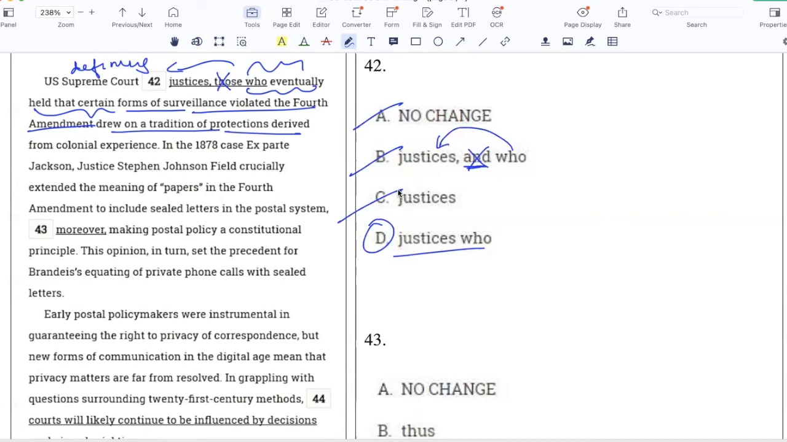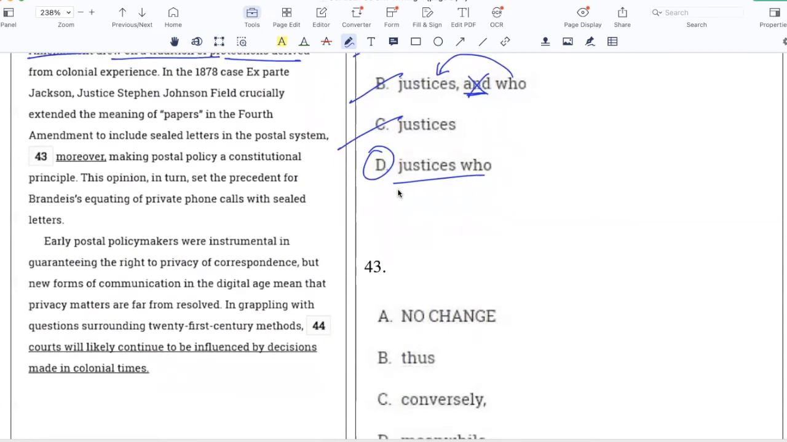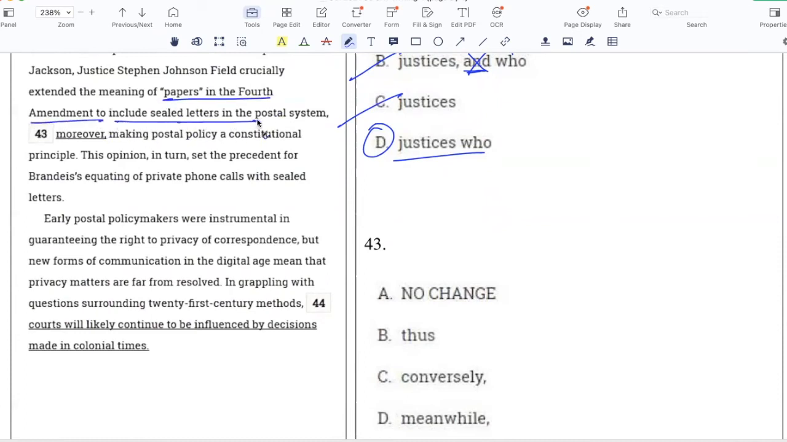In the 1878 case, Ex parte Jackson, Justice Stephen Johnson Field crucially extended the meaning of papers in the Fourth Amendment to include sealed papers in the postal system, moreover, making postal policy a constitutional principle. So here I need to decide the correct connector. So I'm saying the justice extended the meaning of papers in the Fourth Amendment to include sealed letters. And so, right? So I need a connector, which means and so.